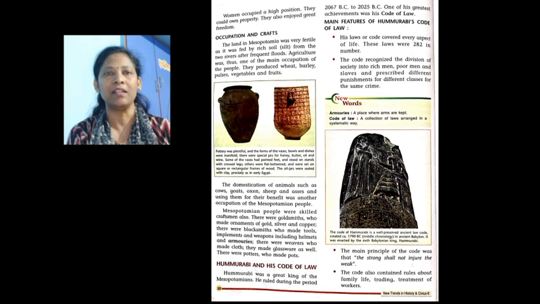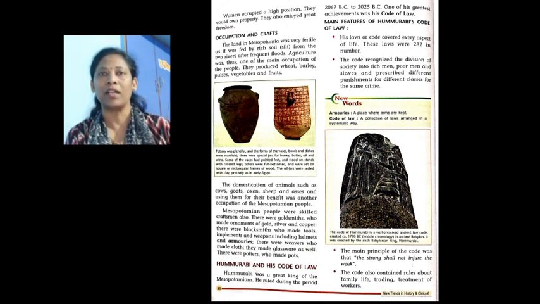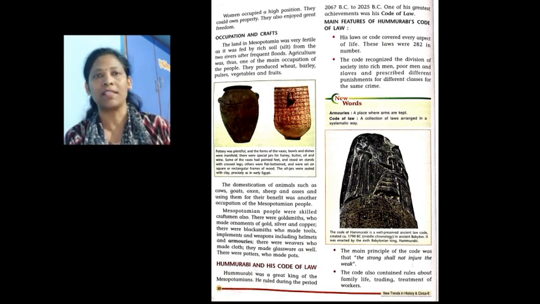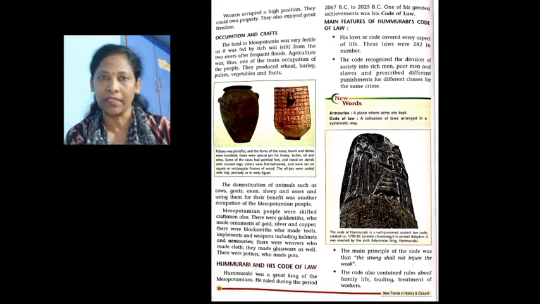And you can see that the main principle of the code was that the strong shall not injure the weak. That means the richer people should not affect the weaker section. Third, the code also contained rules about family life, trading, treatment of workers. You can see there's a picture of the code of Hammurabi, which is well preserved, and you can see that it was enacted by the 6th Babylonian king Hammurabi.